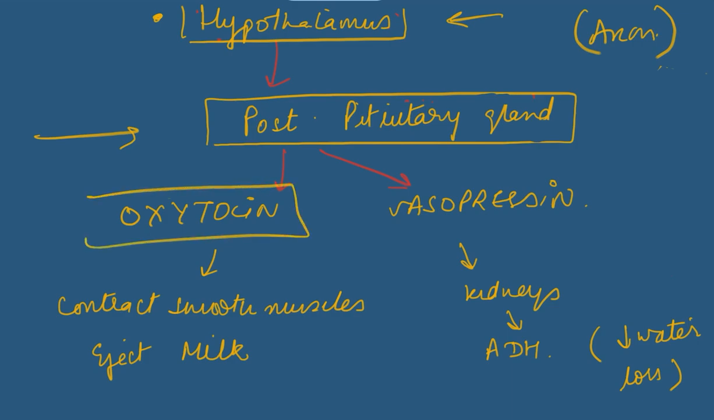Oxytocin is a hormone which causes contraction of smooth muscles of the uterus. So it is needed during childbirth. And ejection of milk after childbirth is also stimulated by oxytocin. Vasopressin is a hormone which is also called antidiuretic hormone. It works on the kidneys and causes decreased loss of water from the kidneys. Right? So these are the only two hormones which are released from the posterior pituitary gland.